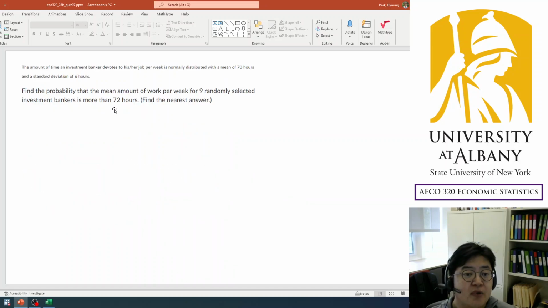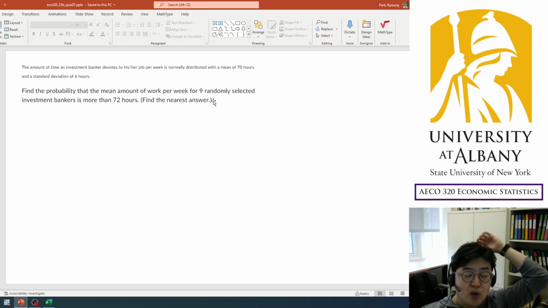Okay. The next question: the amount of time an investment banker devotes to his or her job per week is normally distributed with a mean of 70 hours and a standard deviation of 6 hours. So an investment banker works a lot. Find the probability that the mean amount of work per week for 9 randomly selected investment bankers is more than 72 hours. By the way, this is a sampling distribution because you are taking the average amount of work per week over 9 bankers.